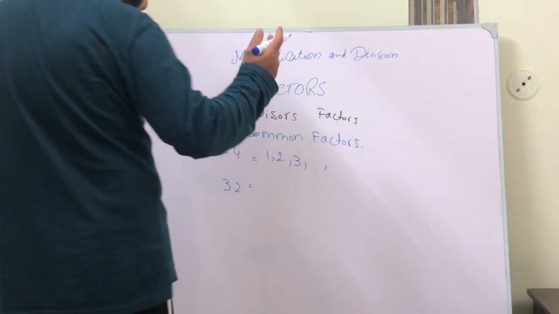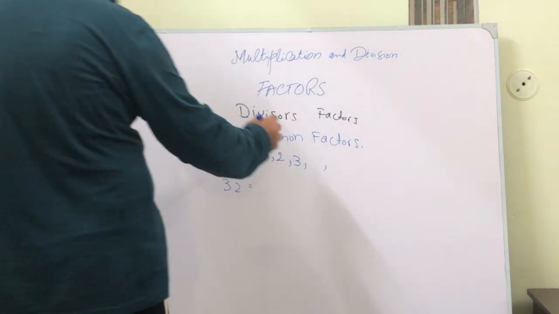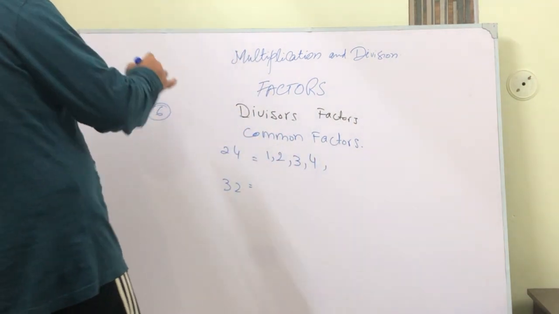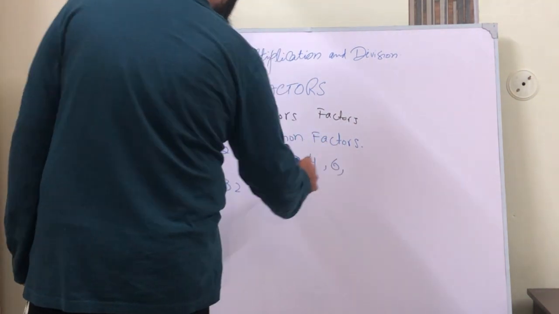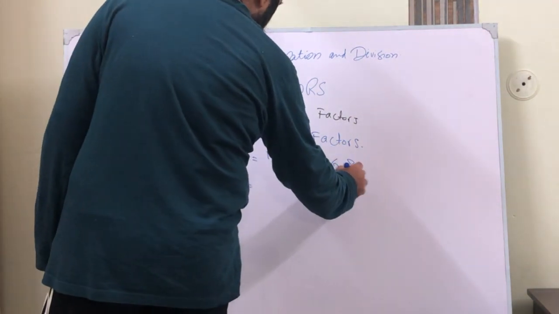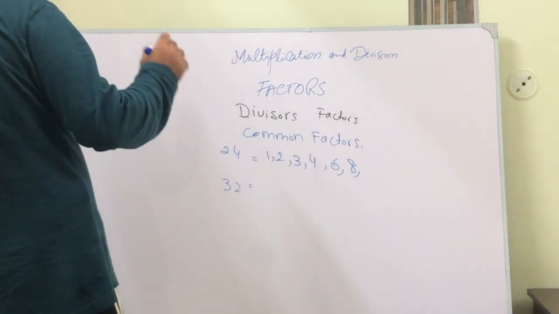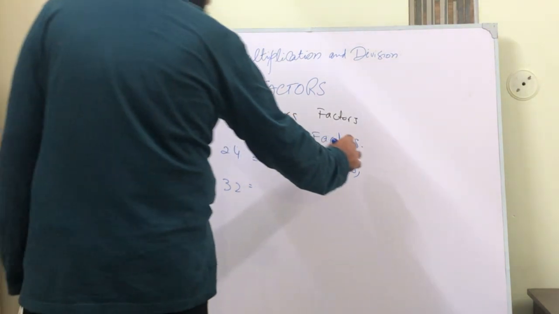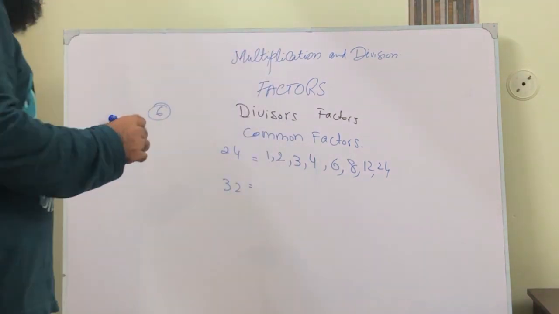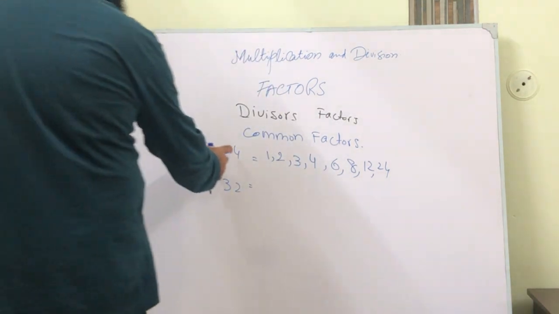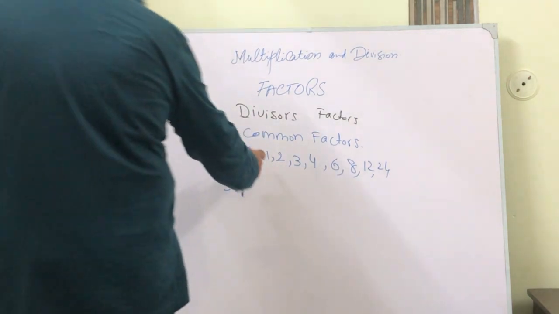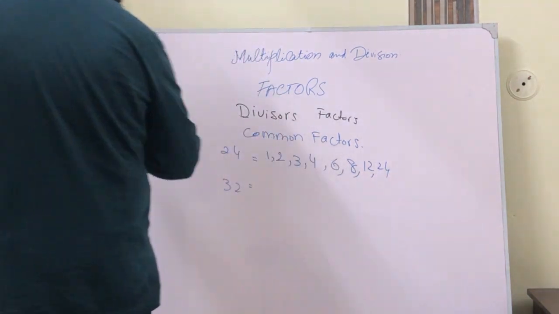6 4s are 24, so 4 is a factor. We can divide 24 with 6. 6 4s are 24, so 6 is a factor. We can divide 24 with 8. 8 3s are 24. Then we can divide 24 with 12. 12 2s are 24. Then we can divide it with 24. So these are the factors. When we divide 24 with these numbers, the remainder is 0. So these are the factors for 24.